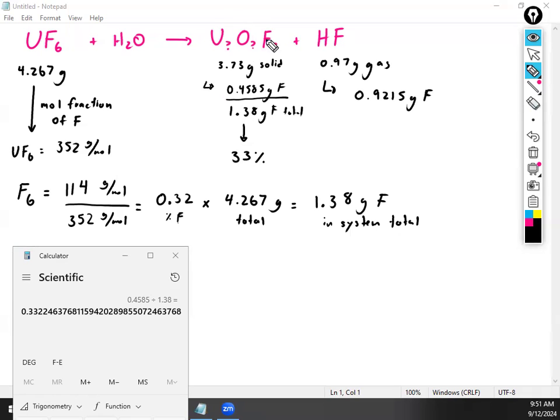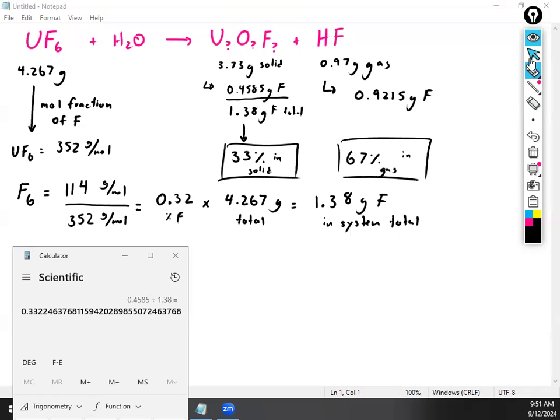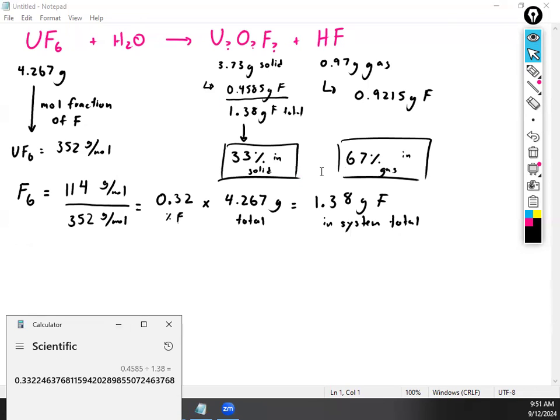Which means if 33% of the fluorine is in the solid, then 67% of the fluorine is in the gas. So 33% is in the solid, and 67% is in the gas. And there you go, guys. That is part B. I took the mass of fluorine in the solid, the 0.4585, divided it by the total, which is 1.38, and then multiplied by 100%. Sorry, I went quickly through those steps. And then for the gas, I just subtracted 100 minus 33.